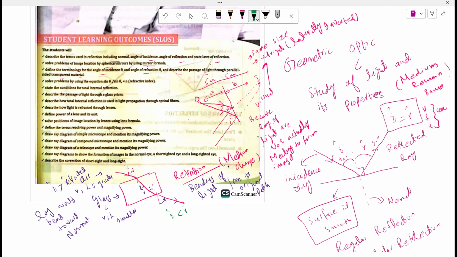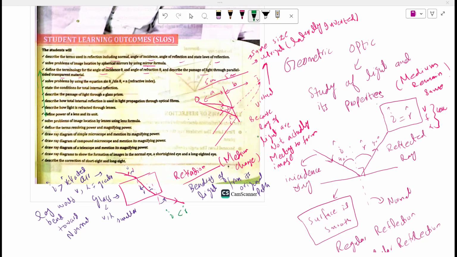Refraction is a much extended version of reflection. All these 3 points, the equation sin i over sin r, conditions for internal reflection, the passage of light through a glass prism, how total internal reflection occurs, and how light is refracted through lenses, power of the lens, all this portion would be covered in the refraction part. So there is a lot to be discussed regarding refraction. For now, I have only given you the basic meanings of reflection and refraction.